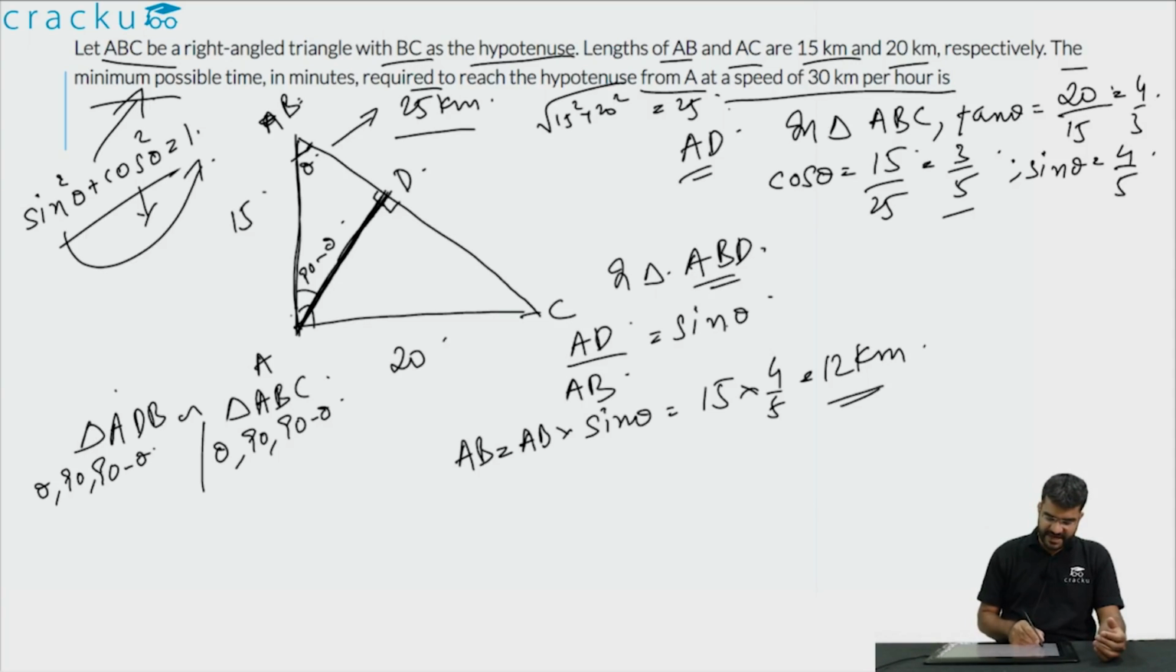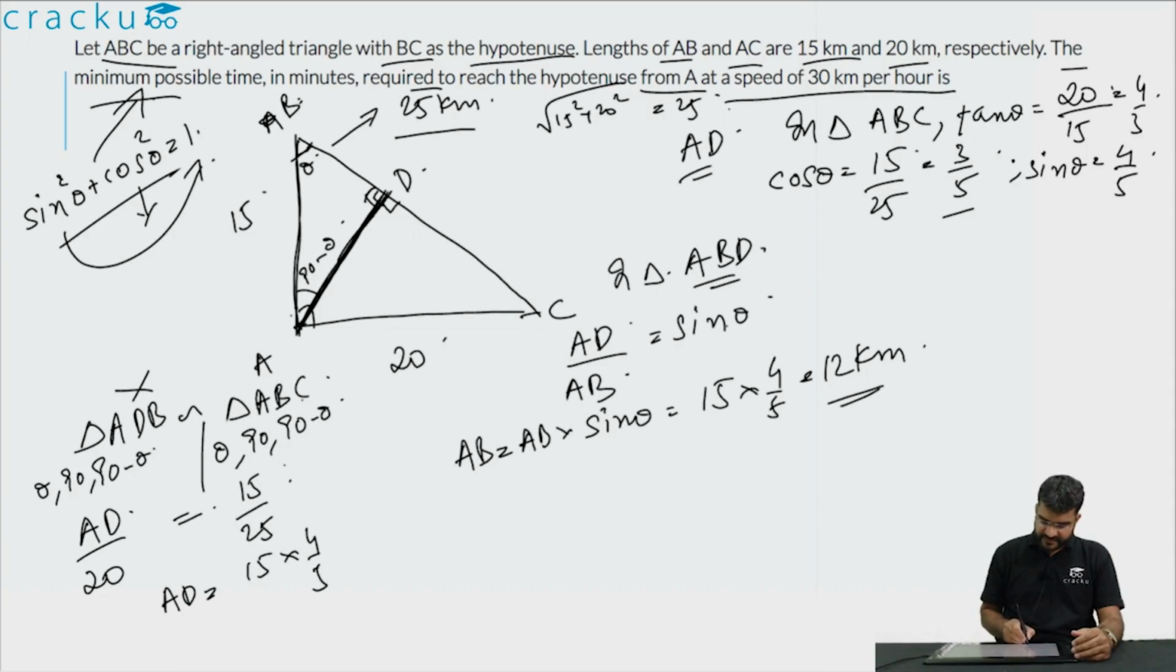So for example, in ADB, the side which is opposite theta is AD, and in ABC, the side which is opposite theta is 20. So AD by 20 will equal, in ADB the hypotenuse is 15, and in ABC the hypotenuse is 25. So if you use this also, you can calculate the length of AD. So again AD will be equal to 15 into 4 by 5. This is equal to 12 kilometers.